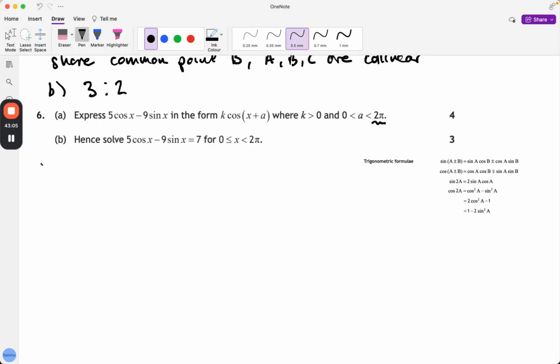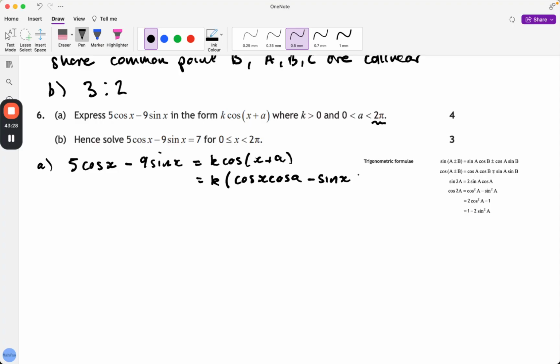So the first thing I'm going to do is just write that 5 cos x minus 9 sin x is equal to our k cos of x plus a. I'm then going to do our expansion. So k is getting multiplied by all of this, so I'll leave it as brackets for now. And we're saying that that's going to become cos x cos a minus sin x sin a. Grand. Okay, our next thing is just to make sure the k is in front of both of these. So we're going to have k cos x cos a minus k sin x sin a.